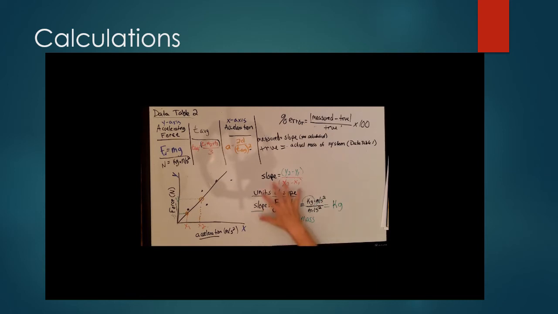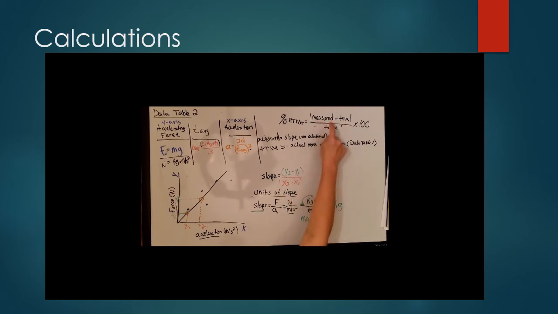So we're going to be using this to do a percent error calculation. What we're doing the percent error of is we're going to compare the total mass of the system, which is given to you in data table 1, to the mass we calculated in the slope. So to do that, we're using our percent error calculation, where we take measured minus true. These are absolute value signs, so it's going to be a positive number no matter what. If you get negative, just change it to a positive. And then we divide that by the true value and multiply by 100 to get it into percent value.